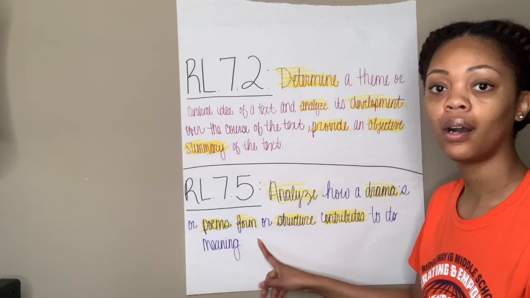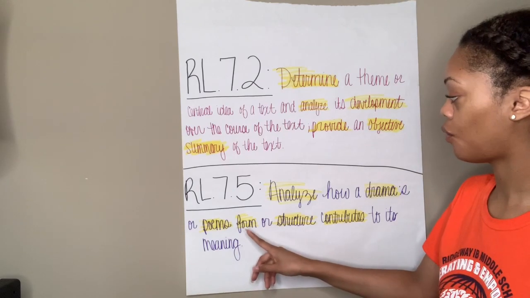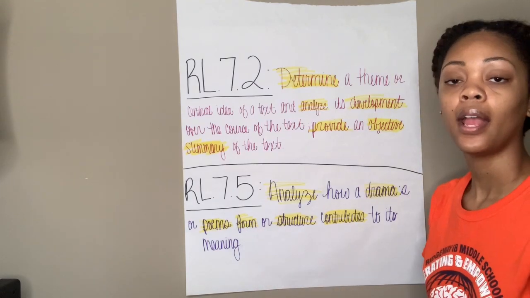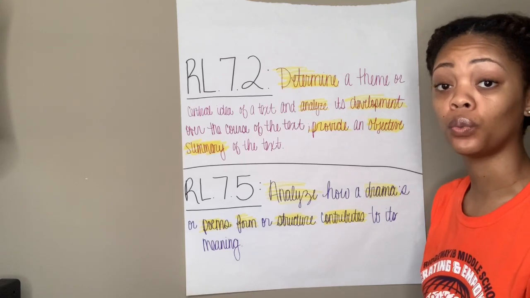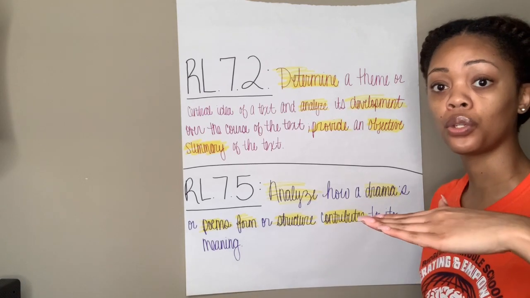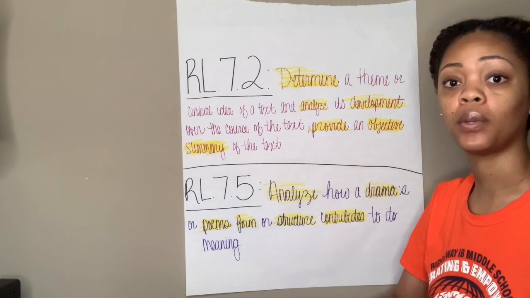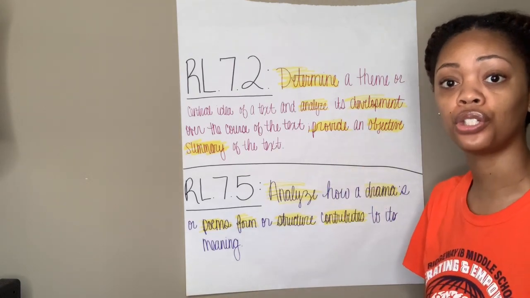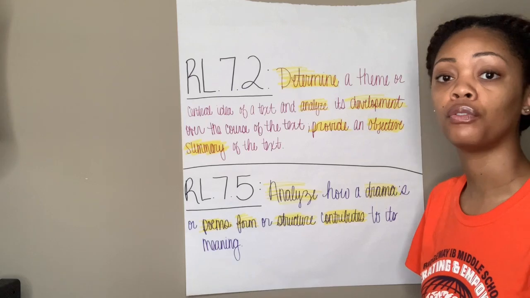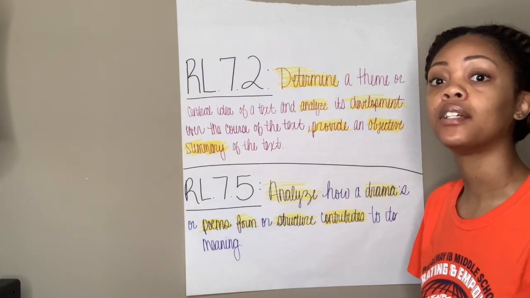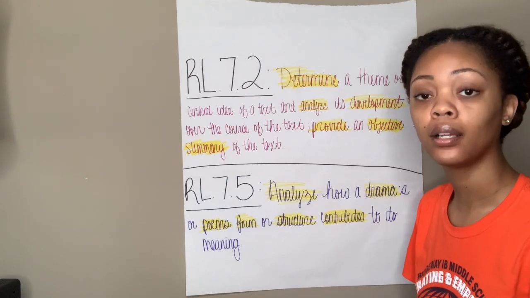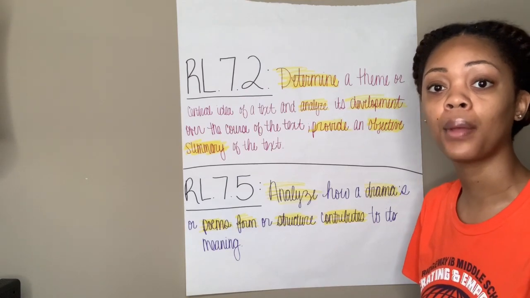Now, when we talk about RL75 and we focus on form and structure, think back to when we were doing the Narrative of the Life of Frederick Douglass, when we did that story chart where we had our climax, our plot, our resolution. Those things contribute to the form or structure. When we're talking about poetry, that would be different things like the stanza, the rhyme scheme, the rhyme pattern.